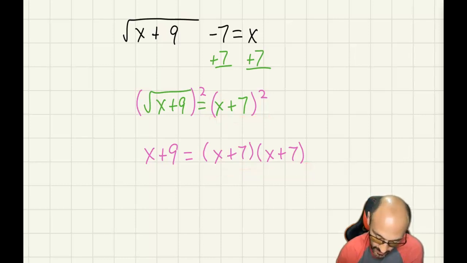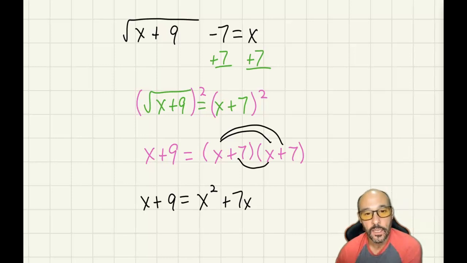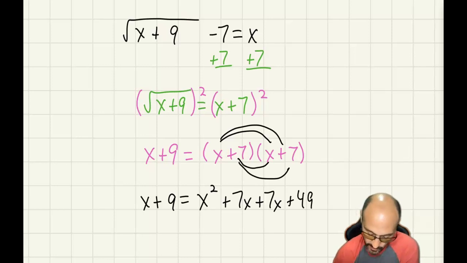Now on the right-hand side, we're going to use FOIL. First, x times x, that's x squared. Outers, x times 7 is plus 7x. Inners, 7 times x is plus 7x. Lasts, 7 times 7 is 49.